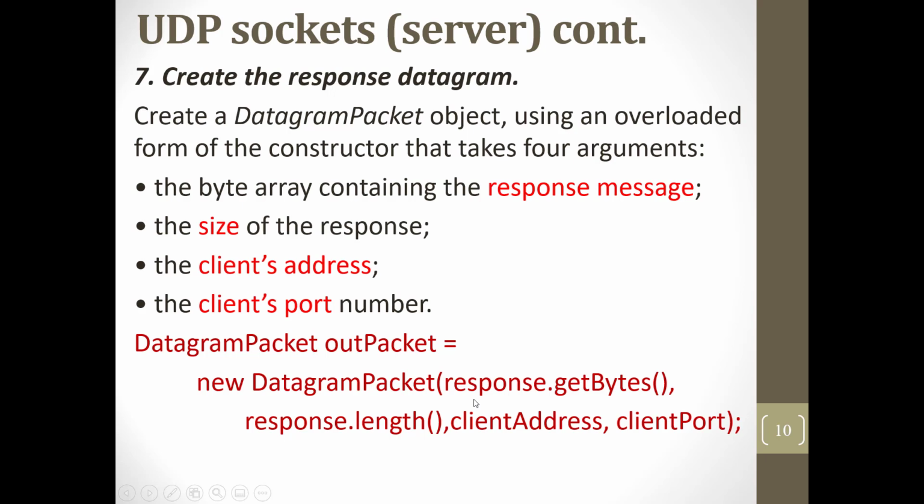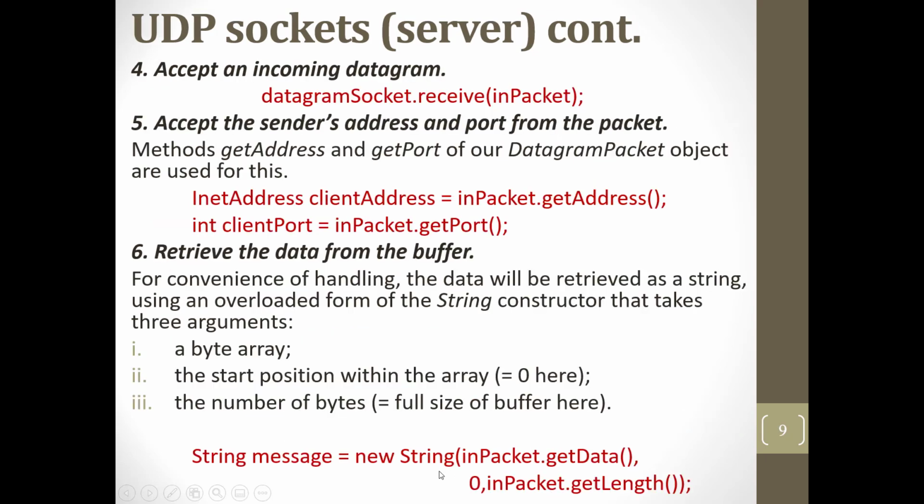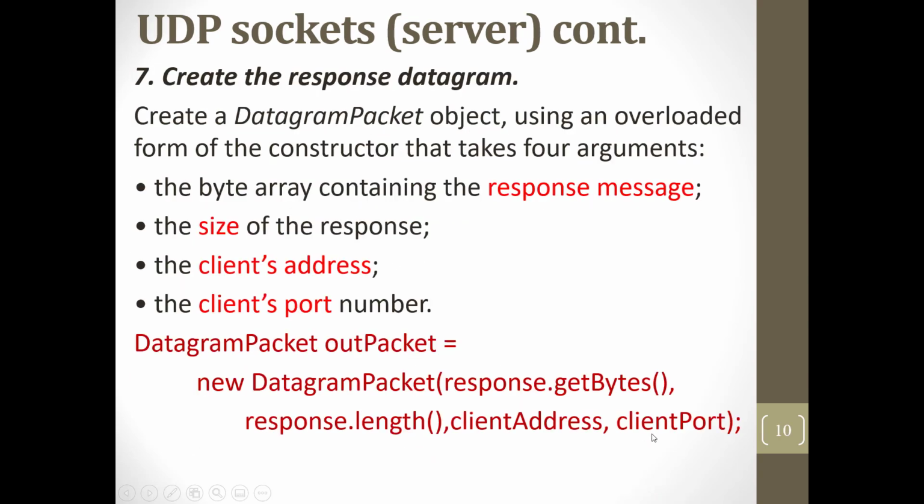So what does it mean? You can see here the client address. We already have this client address and the client port number. So I'm using the client address and the client port. This is going to be the IP address of the receiver. Then I'm going to have the response length. The response is my data, the data I want to send.